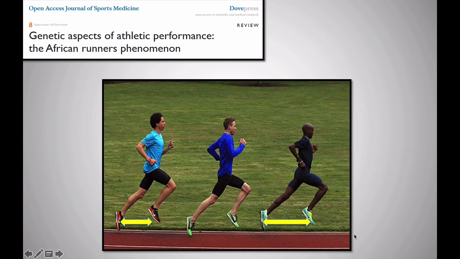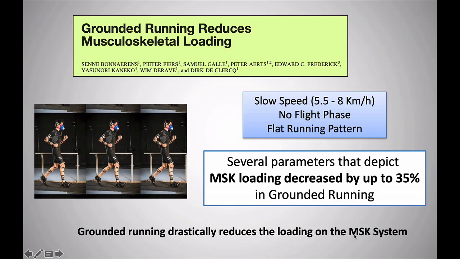And there is also some emerging evidence on different types of running style, where there is something called grounded running. This is a term launched by Dr. Martin Shorten. It's basically a form of slow running that is characterized by its absence of a flight phase. So this is something which could be used in an injured population. This came from, I think, Belgium. And what they looked at is you can markedly reduce your MSK loading by up to 30 to 35%. So it could be a solution for people who are prone to injury.